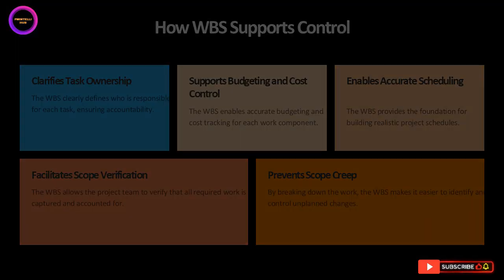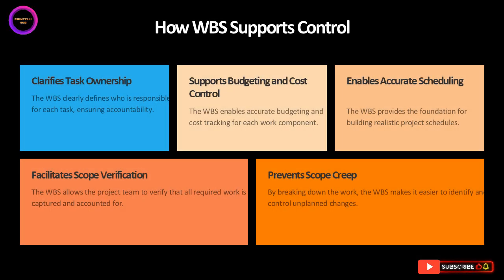A WBS isn't just for planning, it's a control tool. It helps with assigning accountability, budgeting, verifying work, and managing changes. It's a visual framework for staying in control. A well-structured WBS clarifies task ownership, which ensures accountability. It allows for accurate budgeting and scheduling. It also facilitates scope verification, making sure all work is accounted for. And most importantly, it's your best defense against scope creep by clearly defining what's in and out of the project.